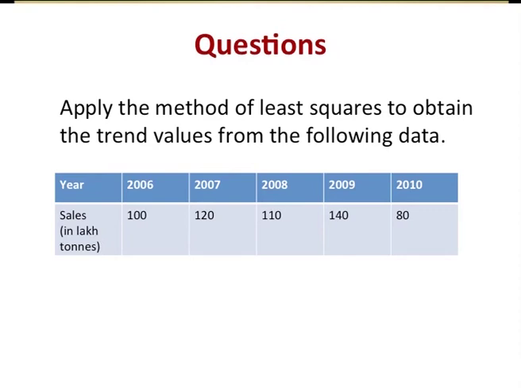Apply the method of least squares to obtain the trend values from the following data. Years given are from 2006 to 2010. So, the years are 2006, 2007, 2008, 2009 and 2010. Next, sales in lakh tons are given as 100, 120, 110, 140, 80. We have to find the trend values by the method of least squares.